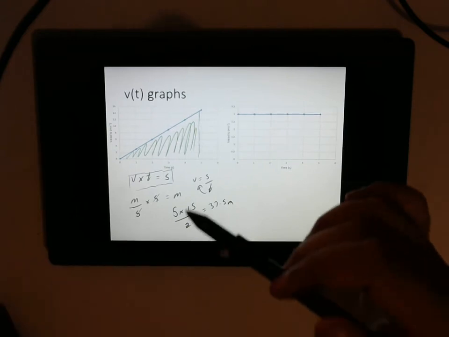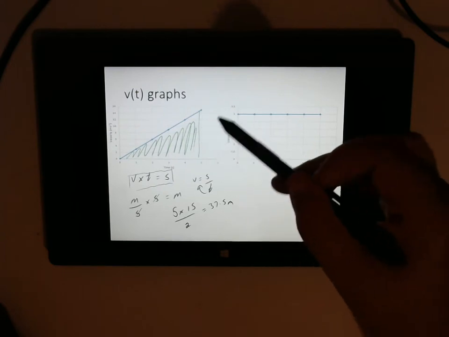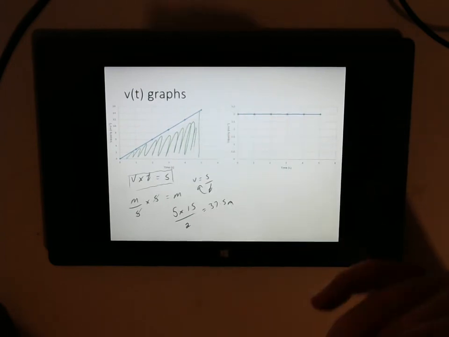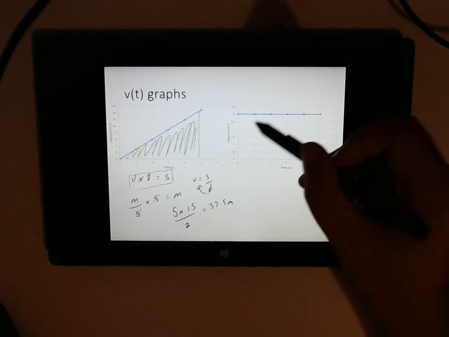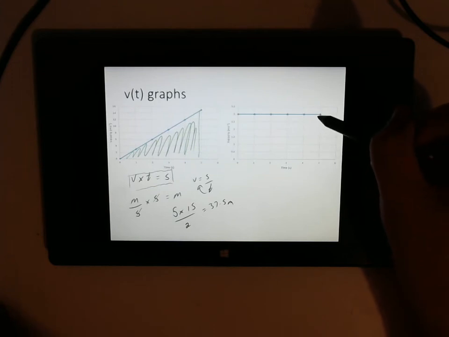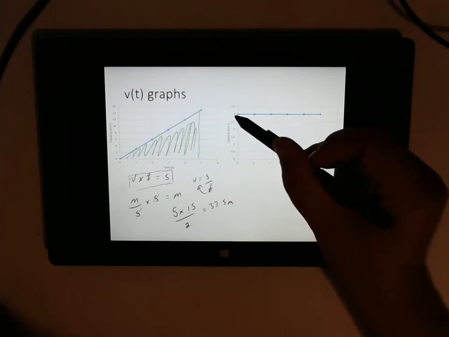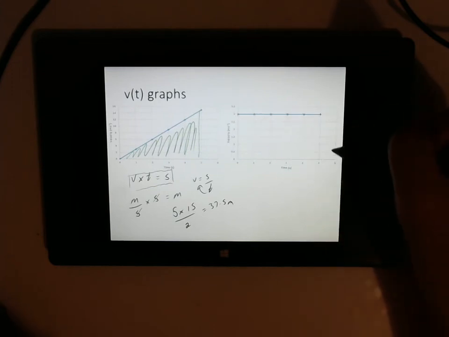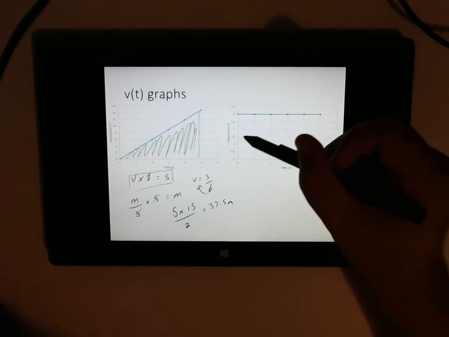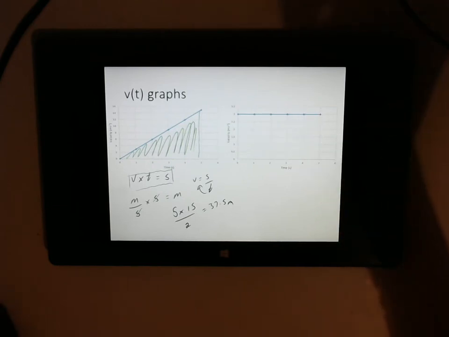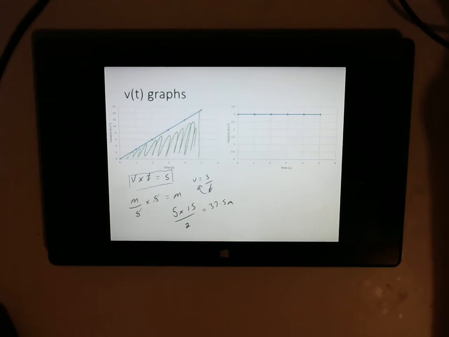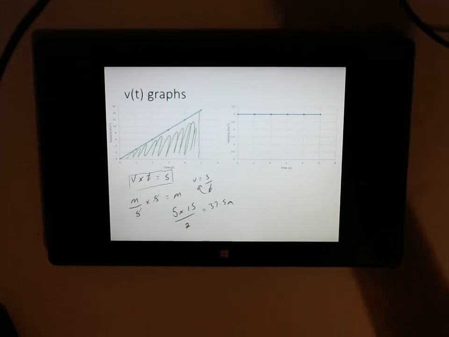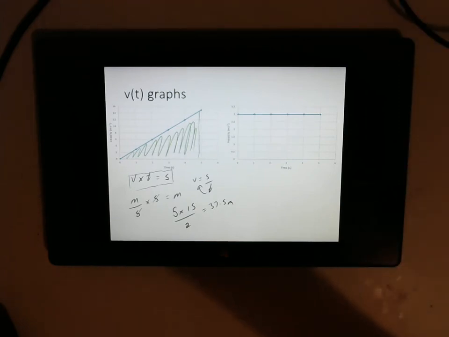The area is building up and up, and so the displacement gets bigger and bigger. Over this one here, we can see 5 seconds, but it's only gone at velocity 3 meters per second. 3 times 5 is equal to 15, and it's a rectangle, so I don't need to do anything fancy with it. We know the formulas for working out the area of a rectangle. So you have to consider the shape of it for what you're doing.